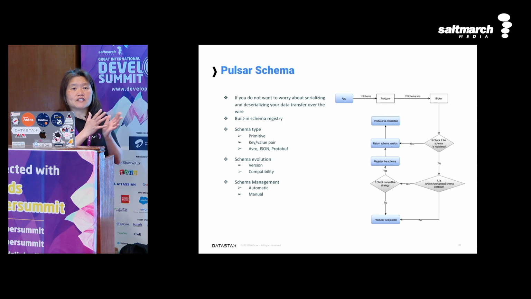So Pulsar has a feature called Pulsar Schema. As such, you can use types such as primitive types for your data, key-value pairs, Avro, JSON, or Protobuf. This is what Pulsar Schema can support, all of these different types. And think of it more like a registry.